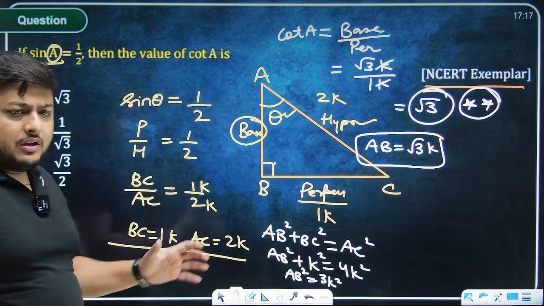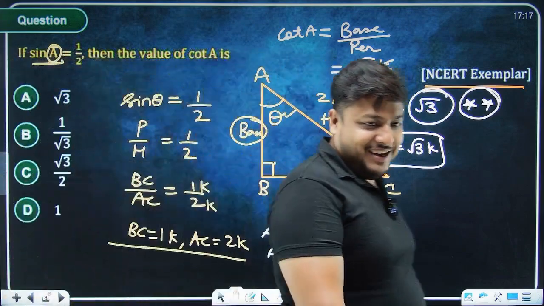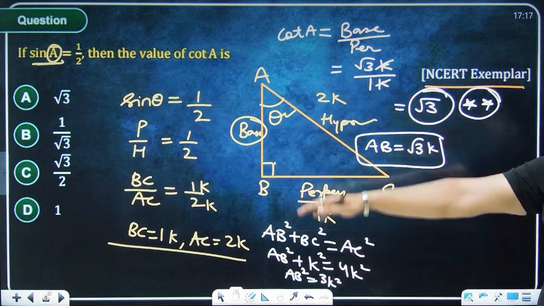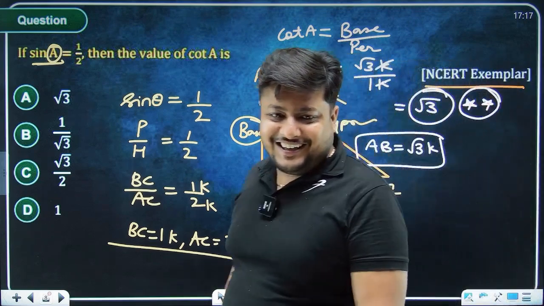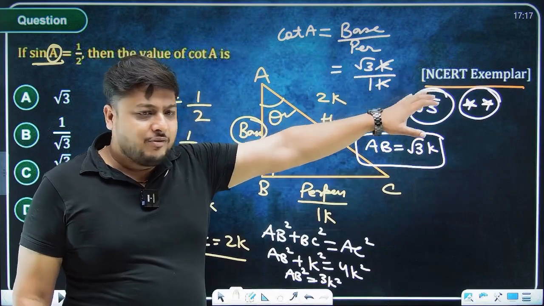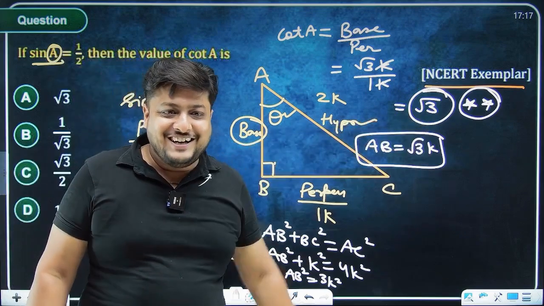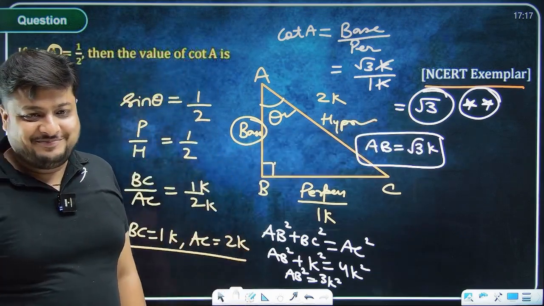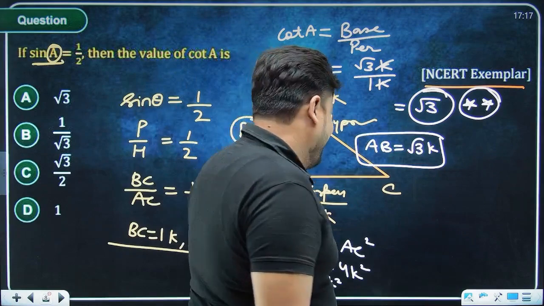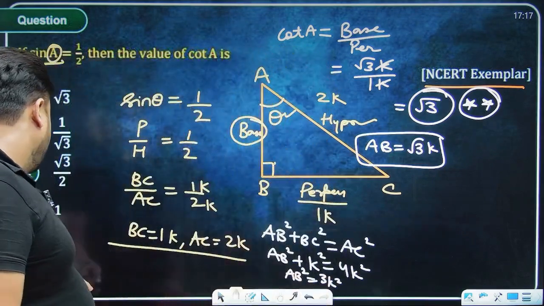Who understood this? You can tell me. I hope everybody understands this. Yeah, got my point. How to calculate that ratio cot A? That is root 3. Root 3 is the right answer for this. Yes. Okay, that's great. So let's proceed to the next question.